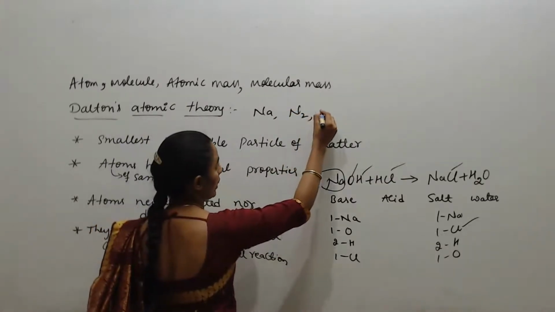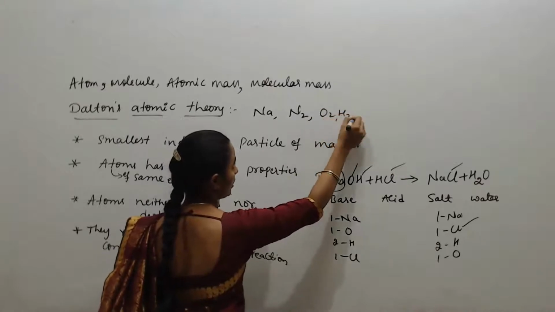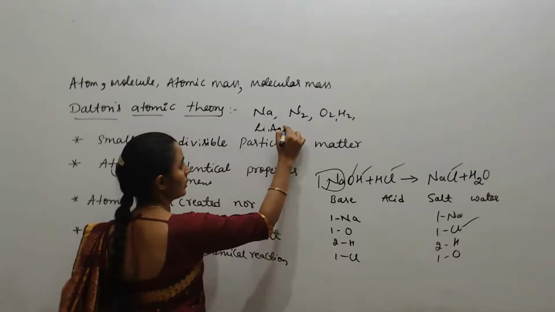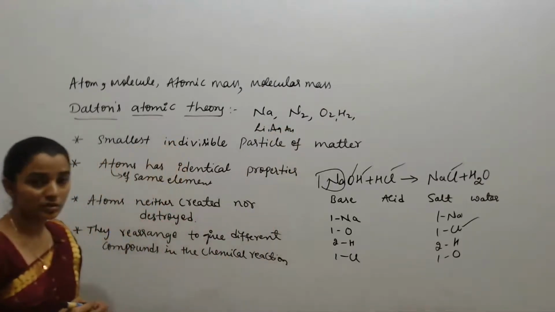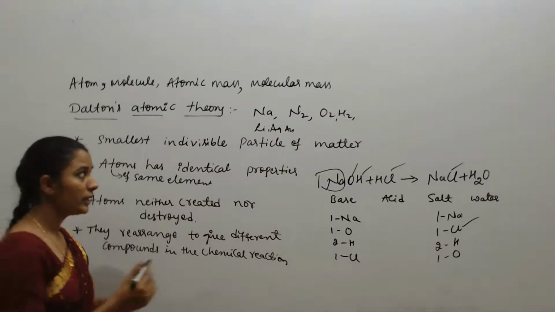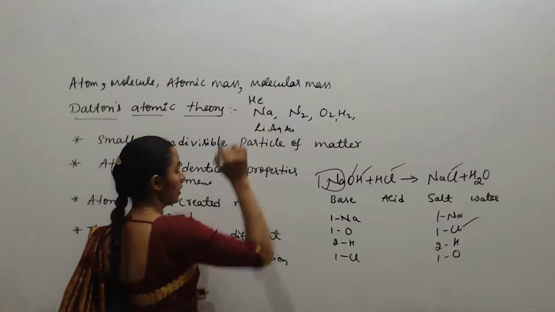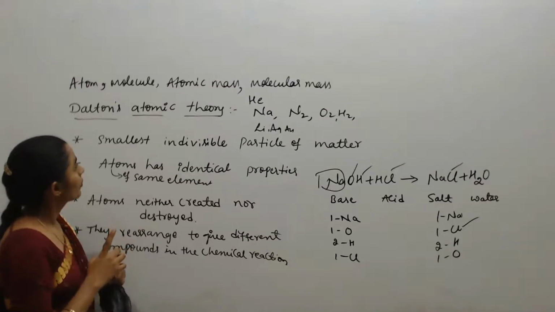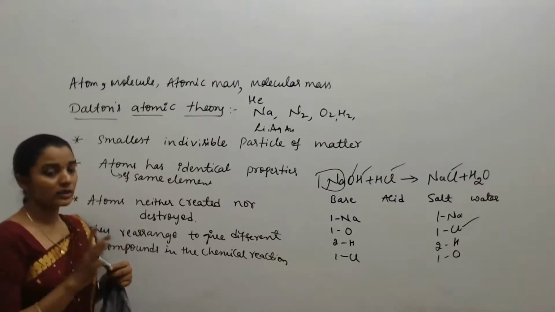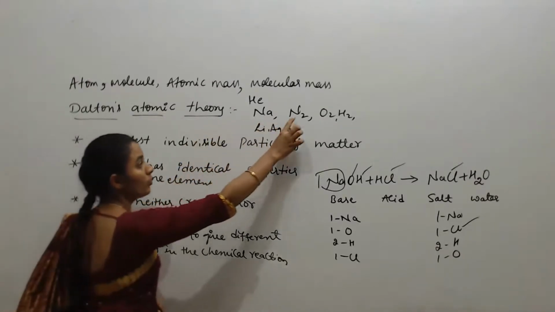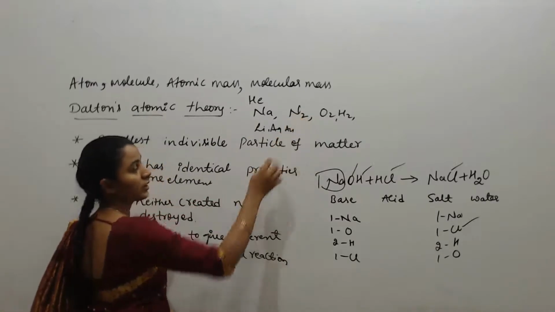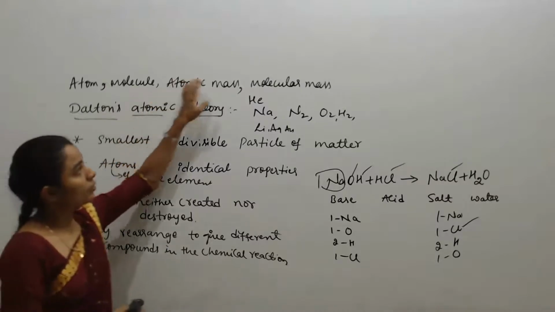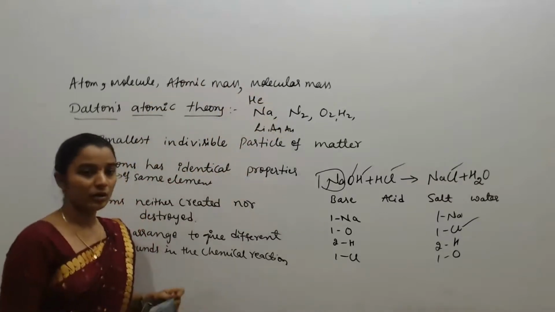Okay? N2, O2, H2 are molecules. Sodium, lithium, silver, gold are atoms. Helium is also an atom. If only one atom is there, that is called an atom. If two or more atoms combine with each other, it is called a molecule. Then we will discuss what atomic mass and molecular mass are.